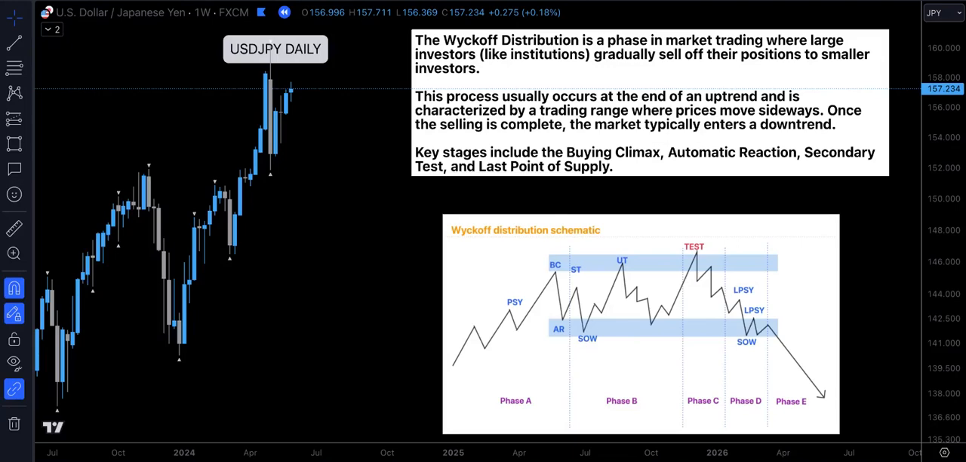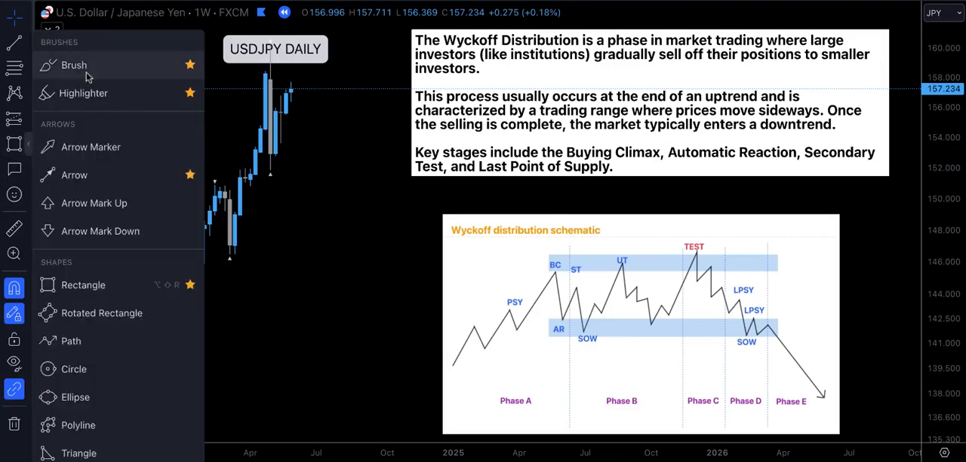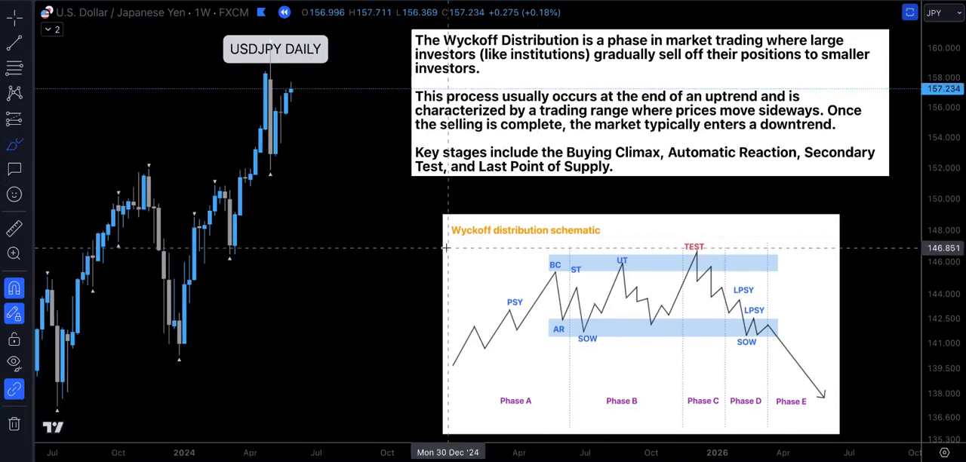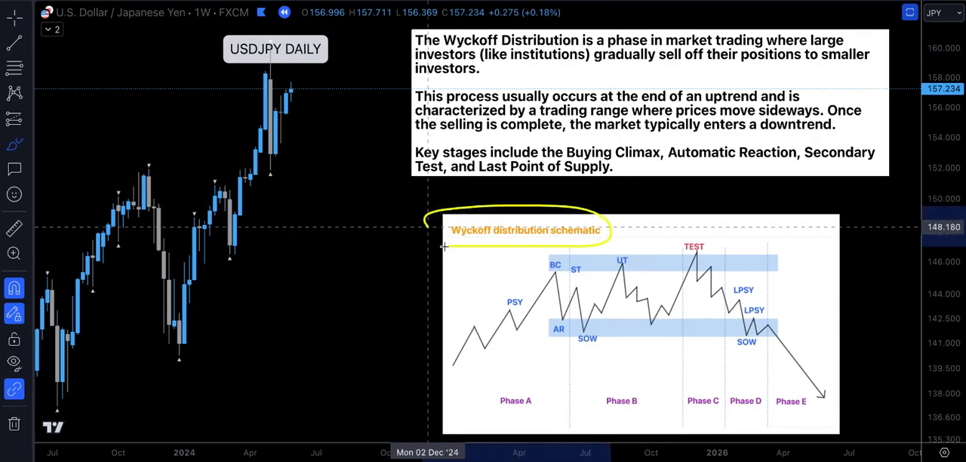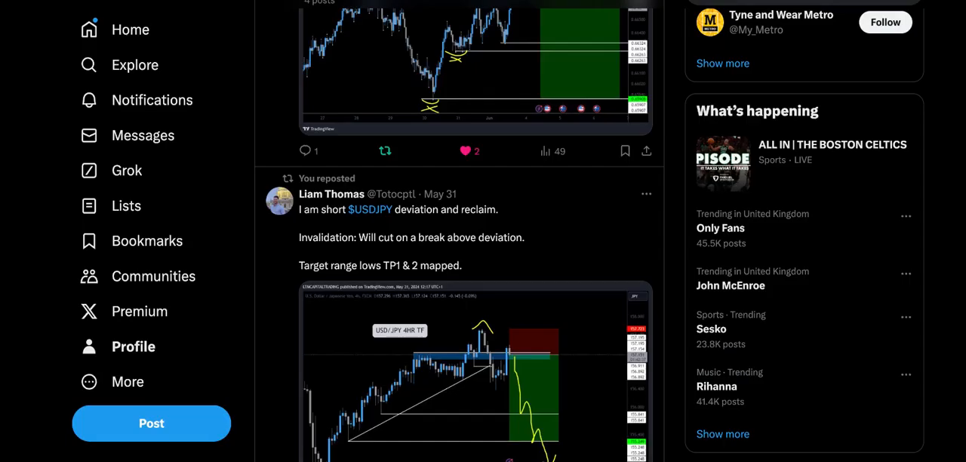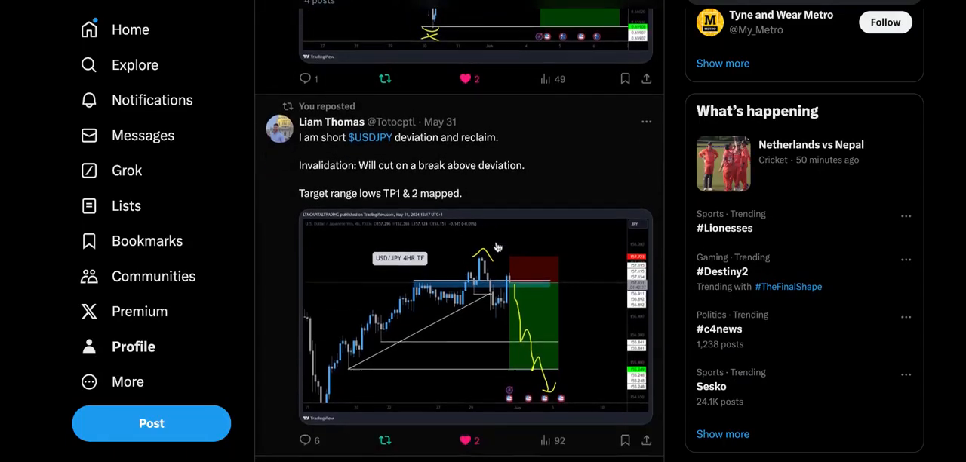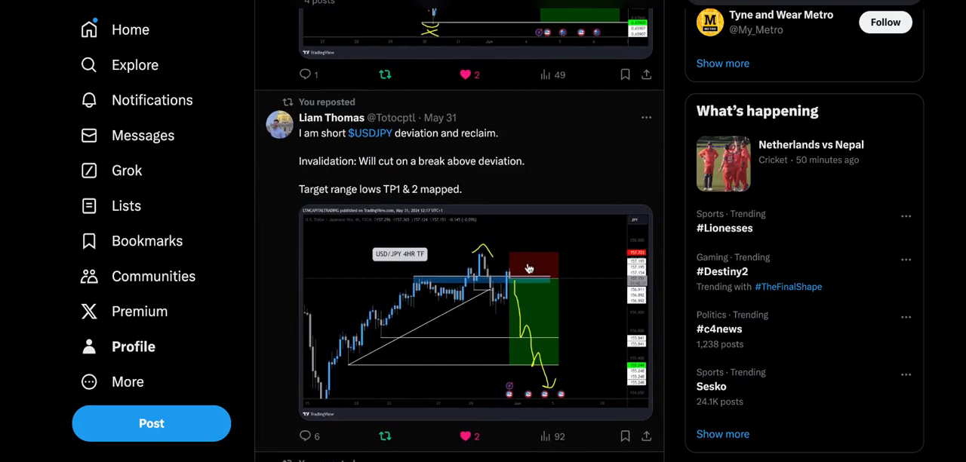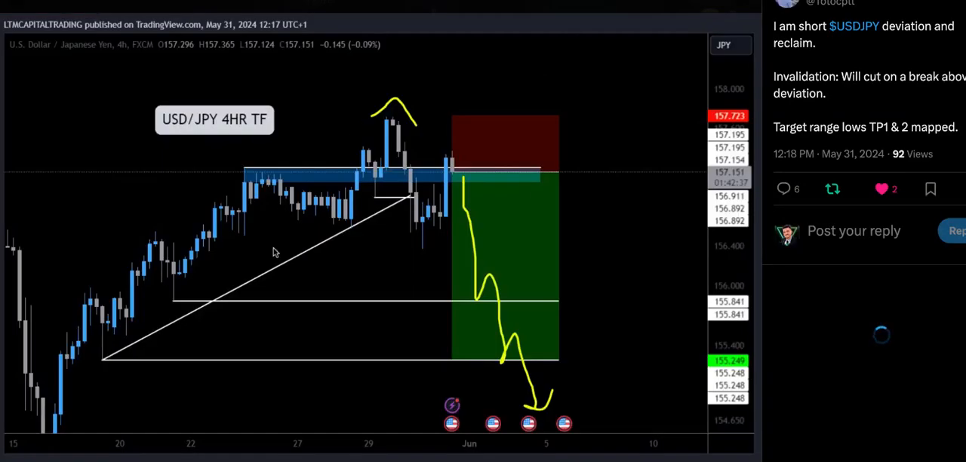My name's Liam, and in this video I'm going to show you, one, what the Wyckoff distribution schematic is, and two, I'm going to run through a live trade example that was shared on my X account. You can see here I am short USD JPY, deviation and reclaim. Invalidation will cut on the break above deviation, target range lows, TP1 and 2 mapped out.